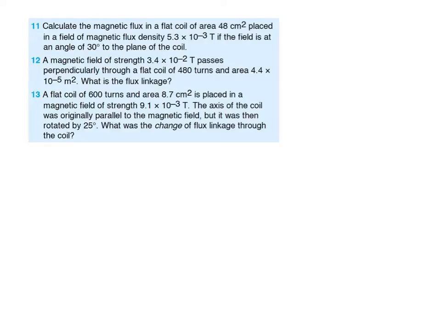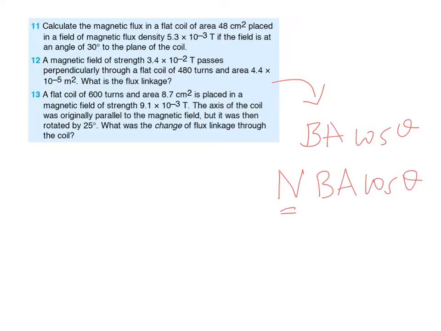These questions are almost exactly the same. Question 12 is about flux linkage, so it's no longer just BA cosine the angle, it's NBA cosine the angle. It's the flux linkage, because we have 480 turns. Apart from that, these questions should be very straightforward. If you get stuck on question 13, there'll be a little bit of advice later on.